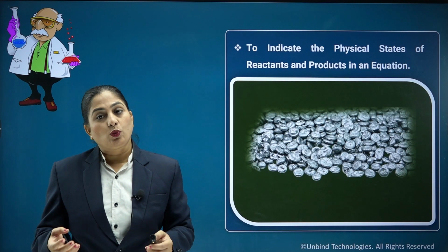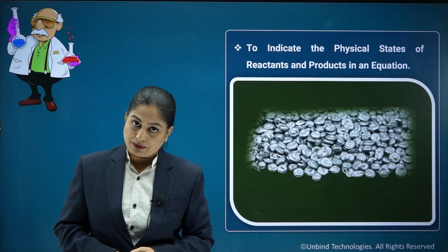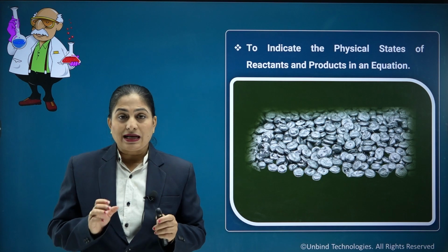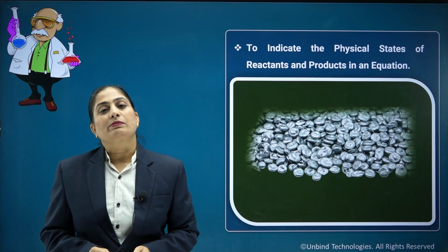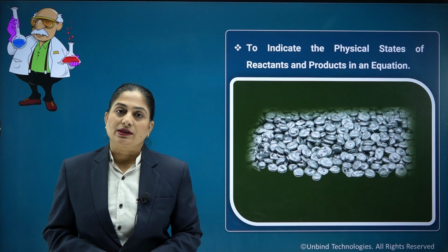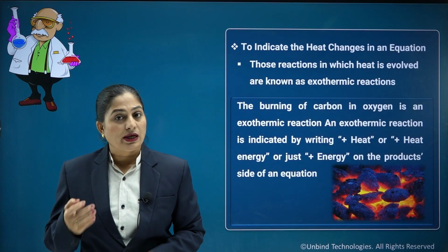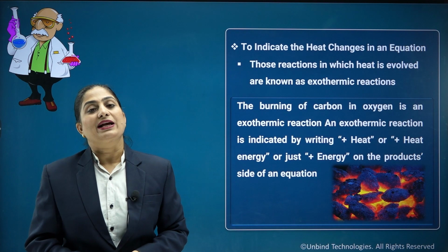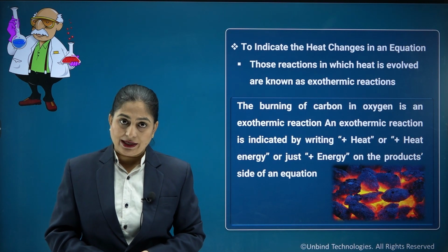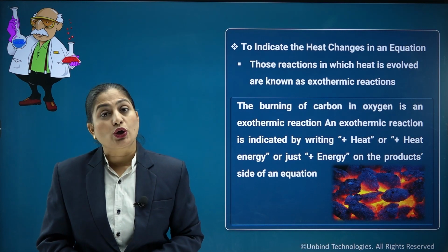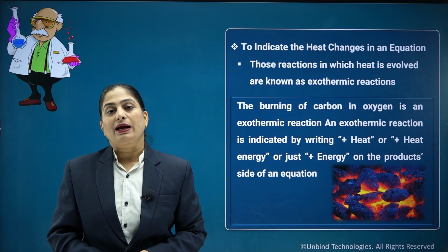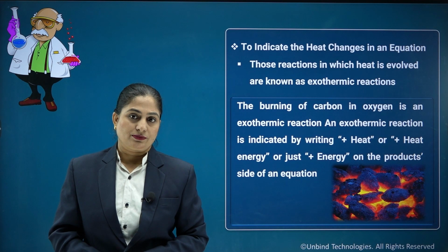We need to find in what state each substance exists. Say zinc exists in solid state, we will write zinc as the symbol Zn and write S in brackets, which stands for solid. Similarly, if any substance is in liquid state, we will write L in brackets. If any substance is in gaseous state, we will write G in brackets, and if any salt is in solution state, we call it aqueous, and we represent it by writing AQ in brackets.